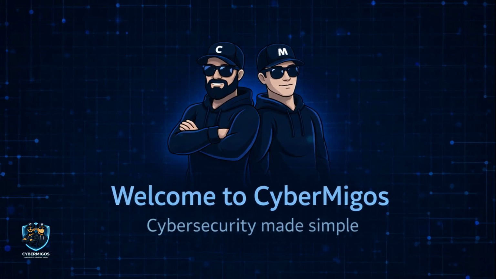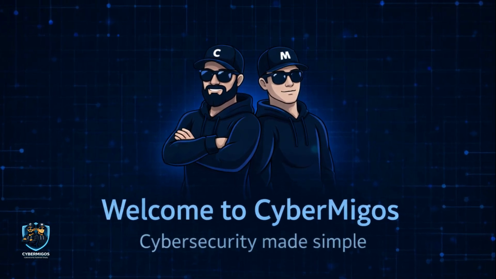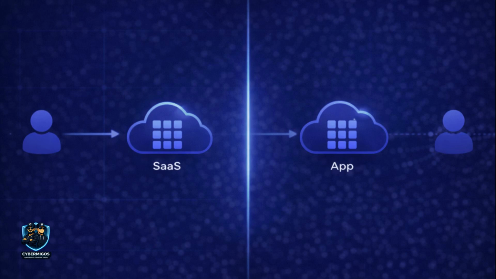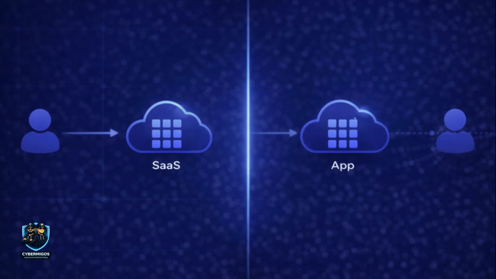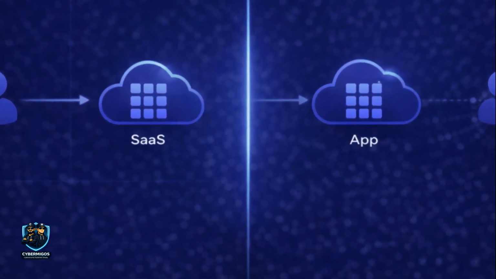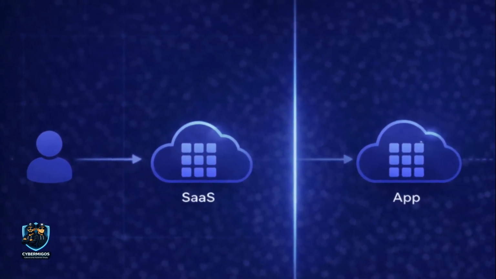Today, we're breaking down the difference between SaaS applications and third-party applications in a way that actually makes sense. On the surface, SaaS and third-party applications look identical. They're both external, and to most people, there's no visible difference. But from a security and architecture perspective, they behave very differently.